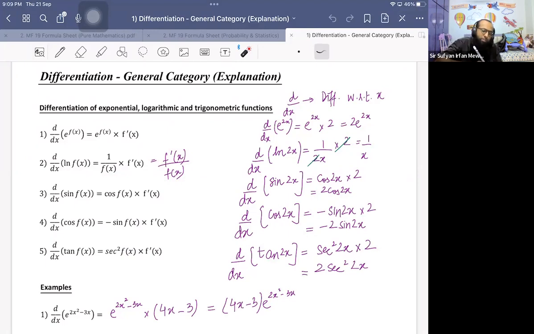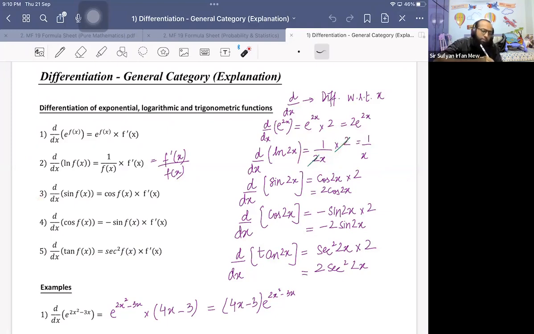Let's check out an example. ln 2x. So this 2x will come in the denominator and the differentiation of 2x will come in the numerator. The differentiation of 2x is 2. So we are going to cancel 2 and 2 and we are going to be left with 1 upon x. The differentiation of ln 2x is 1 upon x after being simplified.